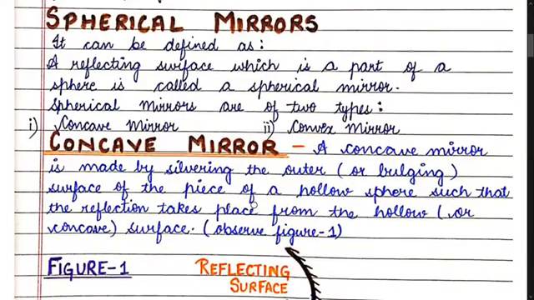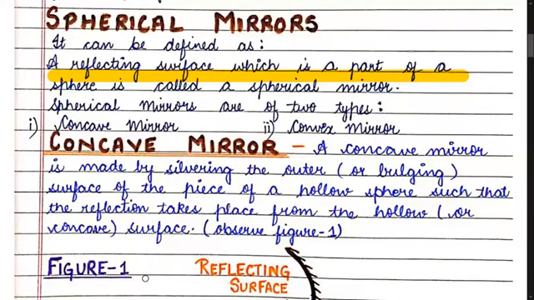Spherical mirrors can be defined as follows: a reflecting surface which is a part of a sphere is called a spherical mirror. So what is a spherical mirror? A reflecting surface which is a part of a sphere is called a spherical mirror. Spherical mirrors are of further two kinds, concave mirror and convex mirror.